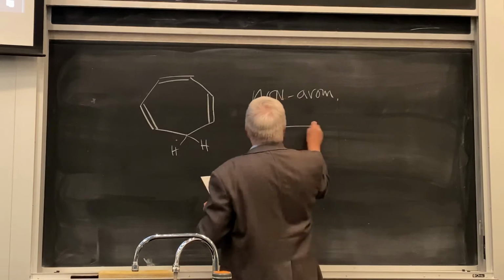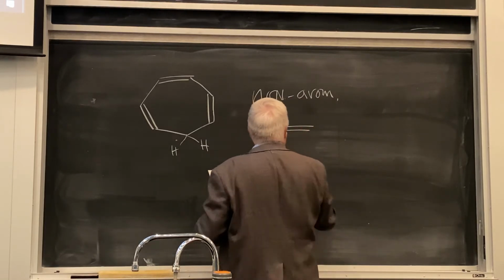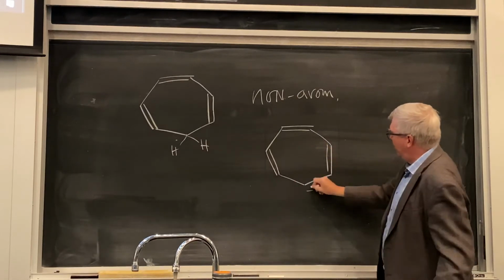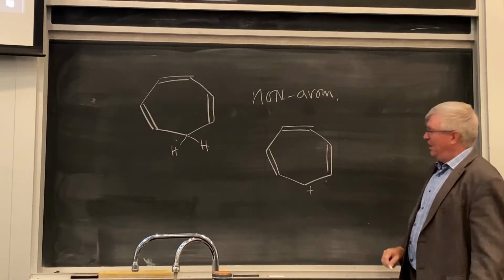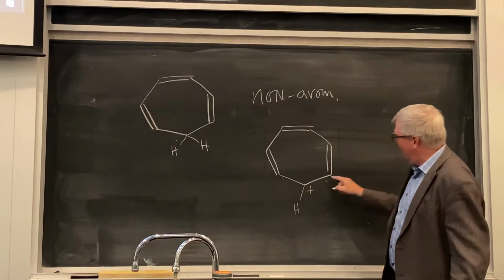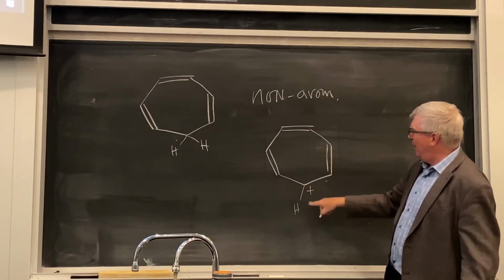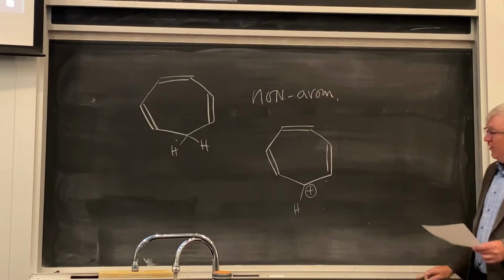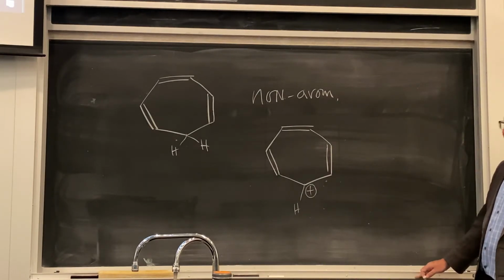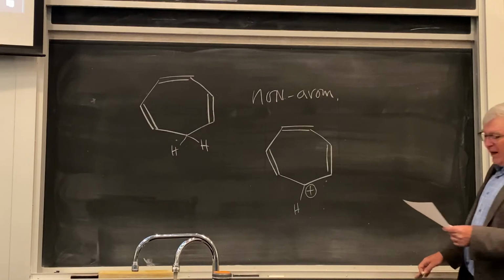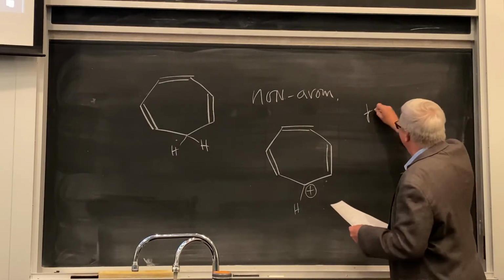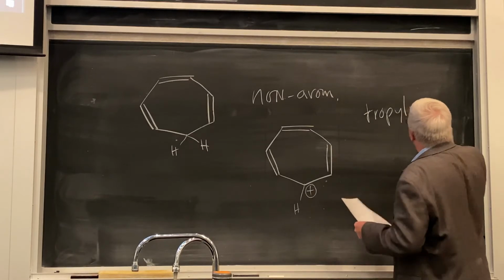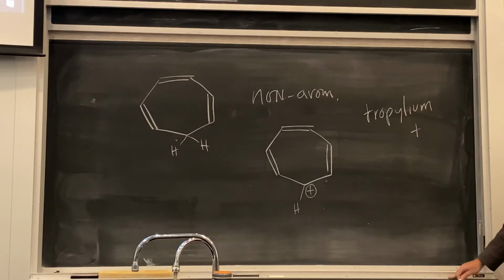Let's look at this one. If we have the same 7-membered ring, well, let's put a cation there. So add in all the hydrogens now. We've got hydrogens all around there. Instead of having 2 now, because we got the cation there, this is cycloheptatriene cation. It has a special name. This is called tropylium cation. And it's known. You can make it and put it in a bottle.